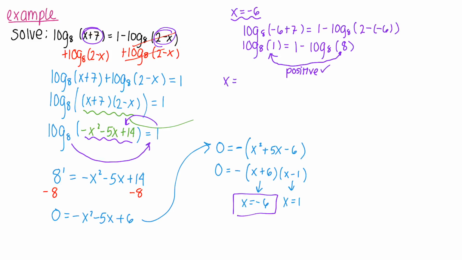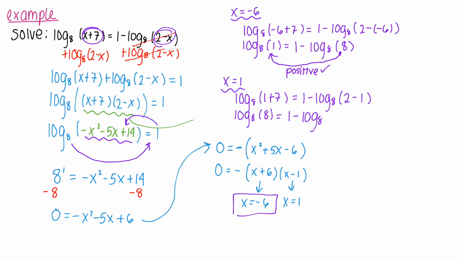Let's check with 1. So log base 8 of 1 plus 7 equals 1 minus log base 8 of 2 minus 1. Log base 8 of 8 equals 1 minus log base 8 of 1, and both of these numbers on the inside are positive, which means 1 is an answer too. So we have two answers here. X is equal to negative 6 and it's equal to 1, and both answers will work.